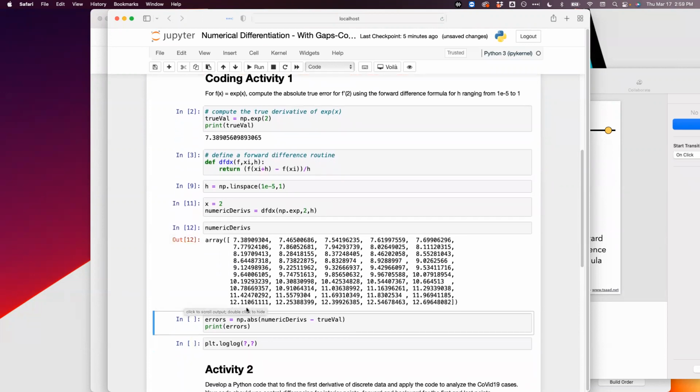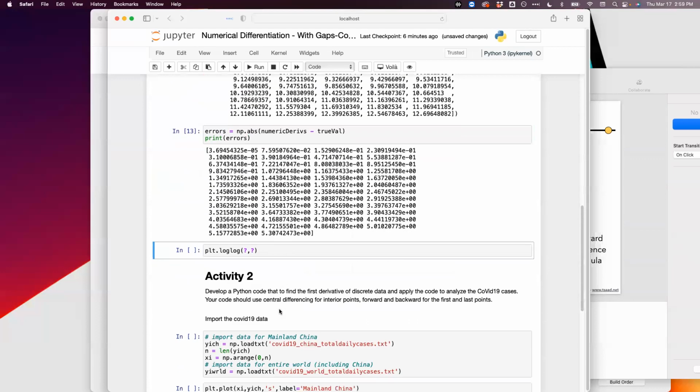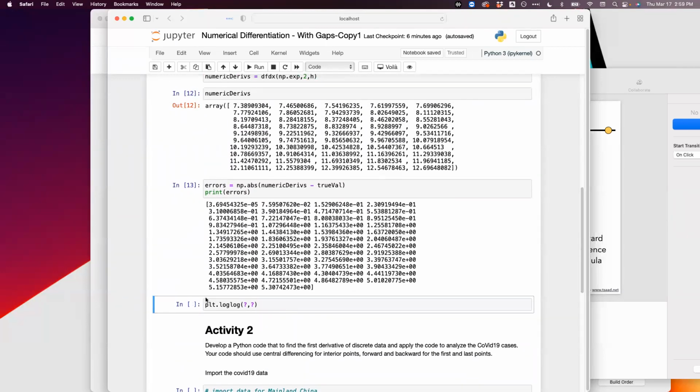So the next step is to compute an error. And all I have to do is take an absolute value of the error, not relative. I'm going to take all of those derivatives and subtract from them the true value, which is e to the power 2. Okay. And we can do this in one shot. And this gives us an array of the errors, right? Each entry in this array corresponds to the error between your approximation and the true value using that value of h that you declared. So this is the error committed when using h equal 1, and then h equals 0.97, whatever, all the way. This is the error committed by using an h value of 10 to the minus 5.